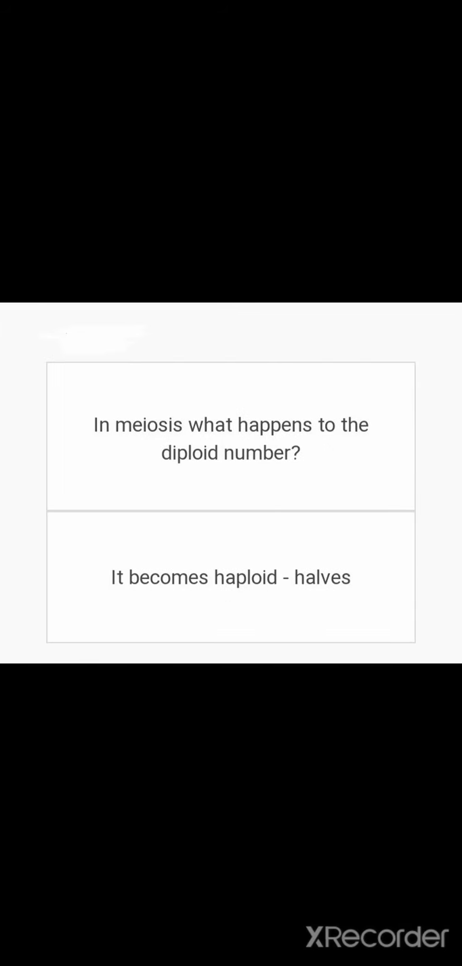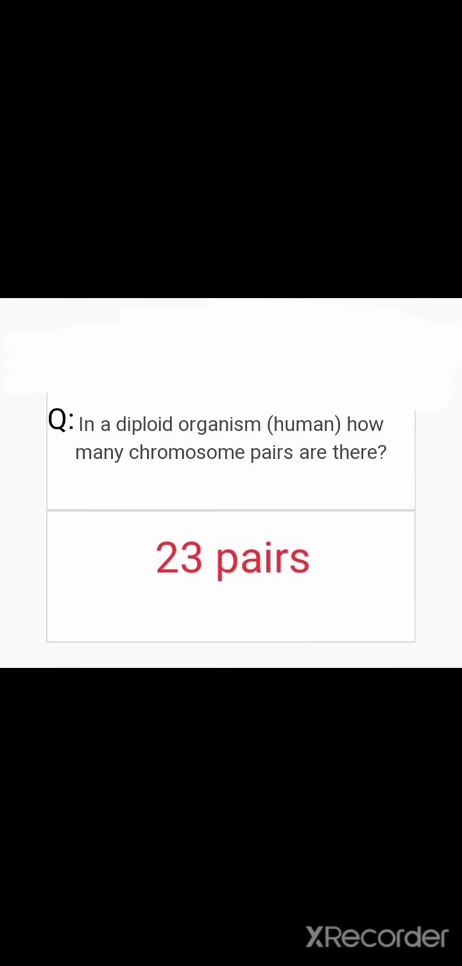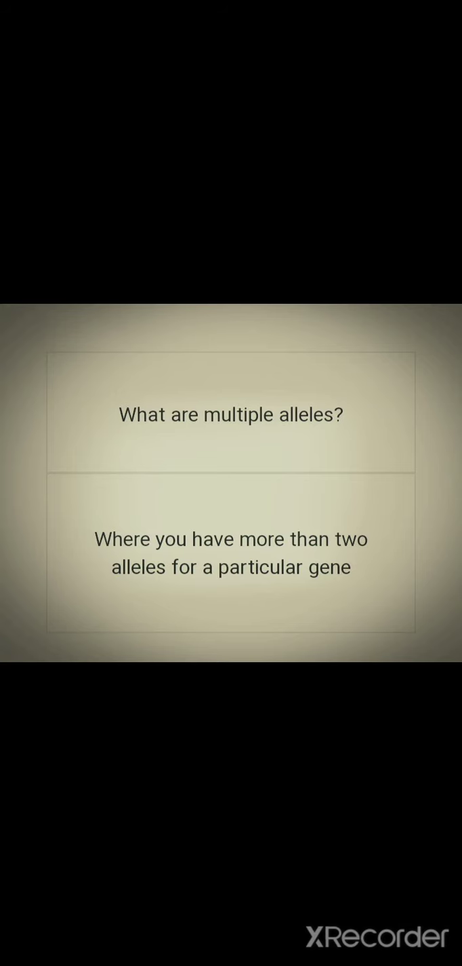In meiosis, what happens to the diploid number? As meiosis is a reduction division, so it becomes half. In a diploid organism, particularly if I am talking about humans, how many chromosome pairs are there? There are 23 pairs. What are multiple alleles? Answer is, where you have more than 2 alleles for a particular gene, then it is said to have multiple alleles.